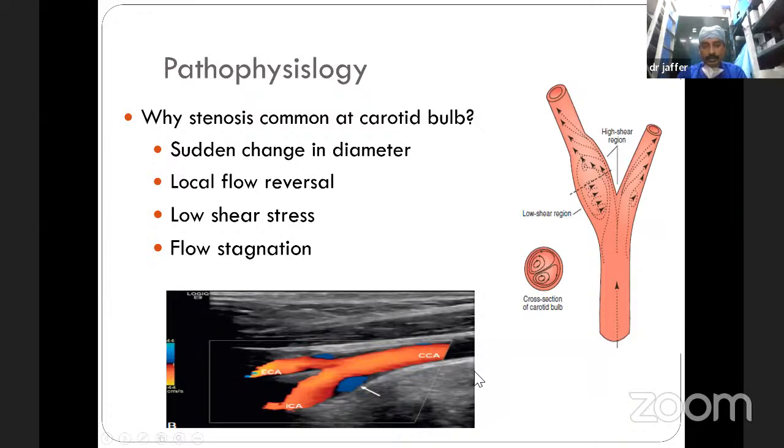As you can see in this figure, this is a color flow Doppler ultrasound placed across the carotid artery. The red indicates flow towards the transducer, but the blue indicates flow away from the transducer. So you can see that there is a flow reversal over here at the bifurcation. This leads to the common site of carotid atheroma.